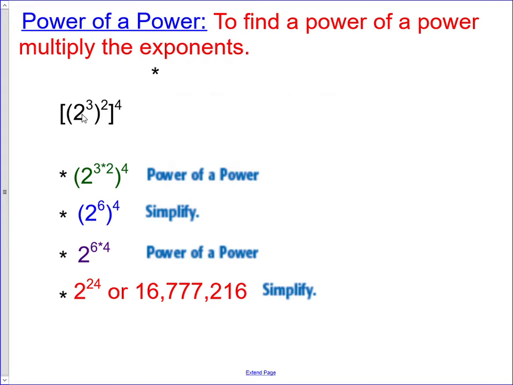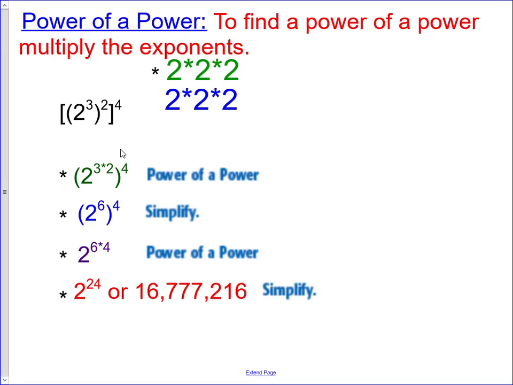Now let's take a look at why this works. 2 to the third power means 2 times 2 times 2. Well, 2 to the third power raised to the second power means that I would have 2 of these. So here we go. We've got 2 to the third power raised to the second power, which we said down here was 2 to the 6th power, which is 1, 2, 3, 4, 5, 6, 2 to the 6th power.